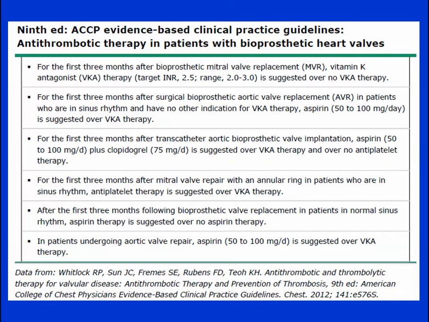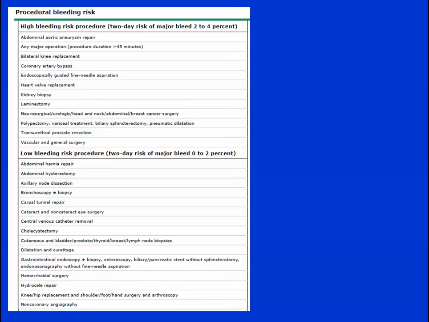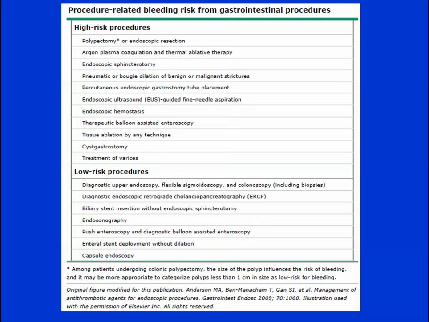Relevant to discontinuing anticoagulation is the risk of bleeding during the procedure, and this classifies those with relatively high risk, namely 2 to 4%, versus those with a low risk of less than 2%, and this might influence whether one opts to discontinue warfarin. This also divides patients undergoing gastrointestinal procedures into those that they call high-risk procedure versus low-risk procedure.